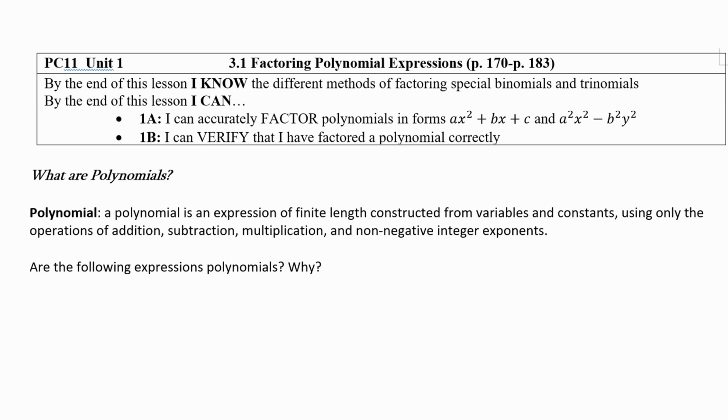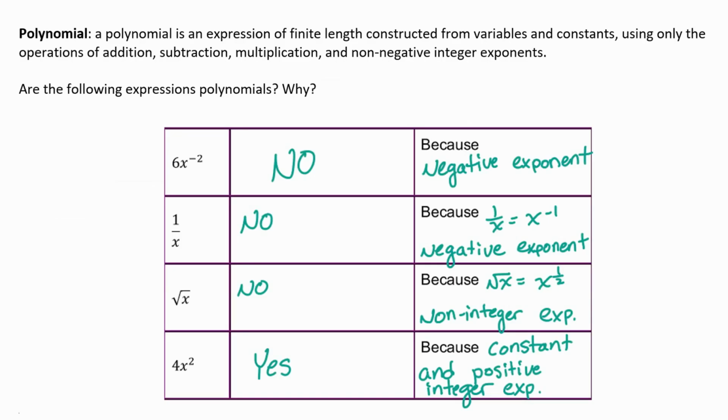A polynomial is an expression of finite length constructed from variables and constants using only the operations of addition, subtraction, multiplication, and non-negative integer exponents. And that part's going to be really important. So if we look here, now these might not look like polynomials, but they're actually just a special type of polynomial called a monomial. So in these are the following expressions, polynomials and y.